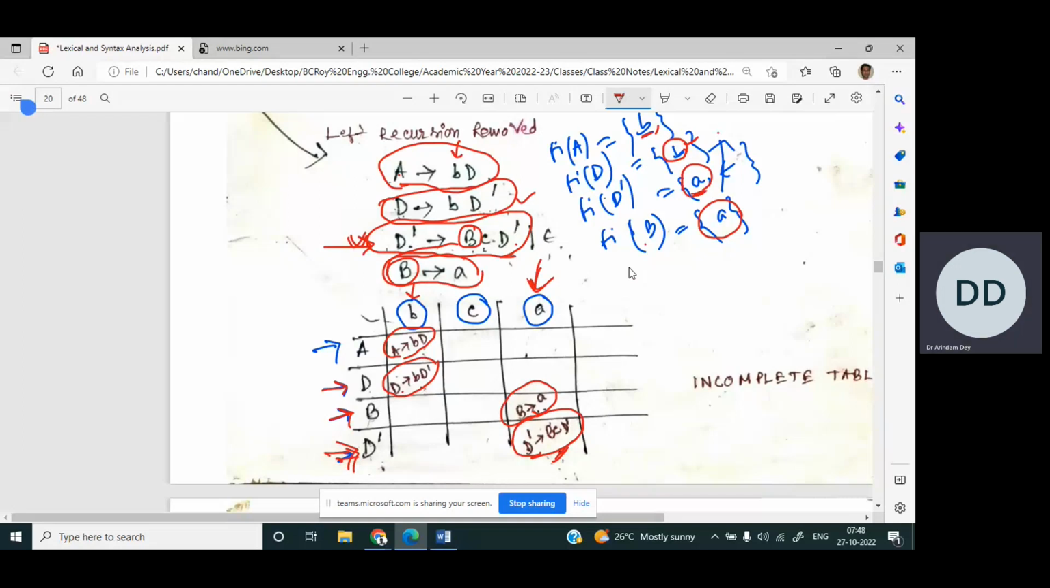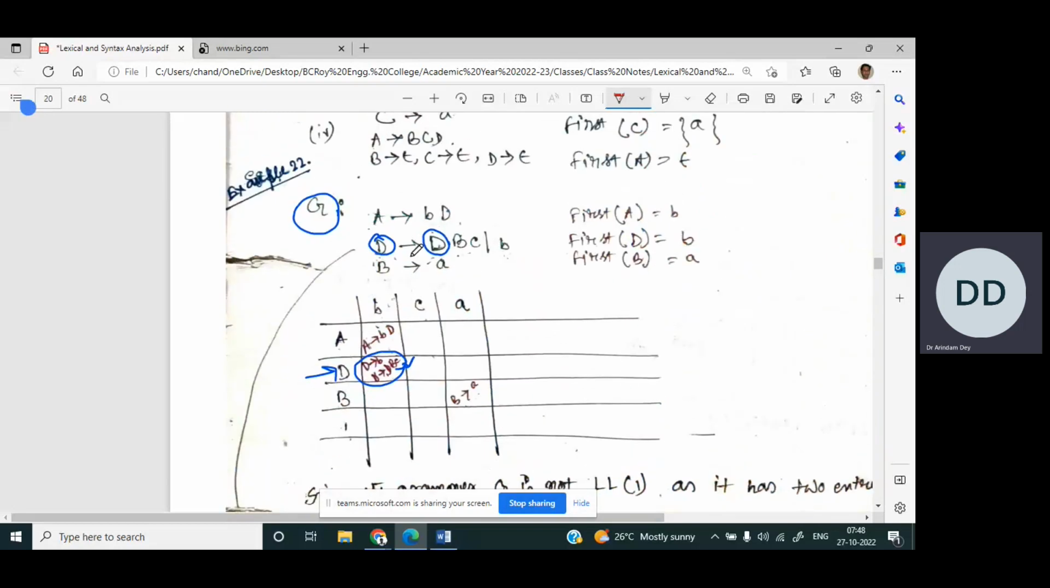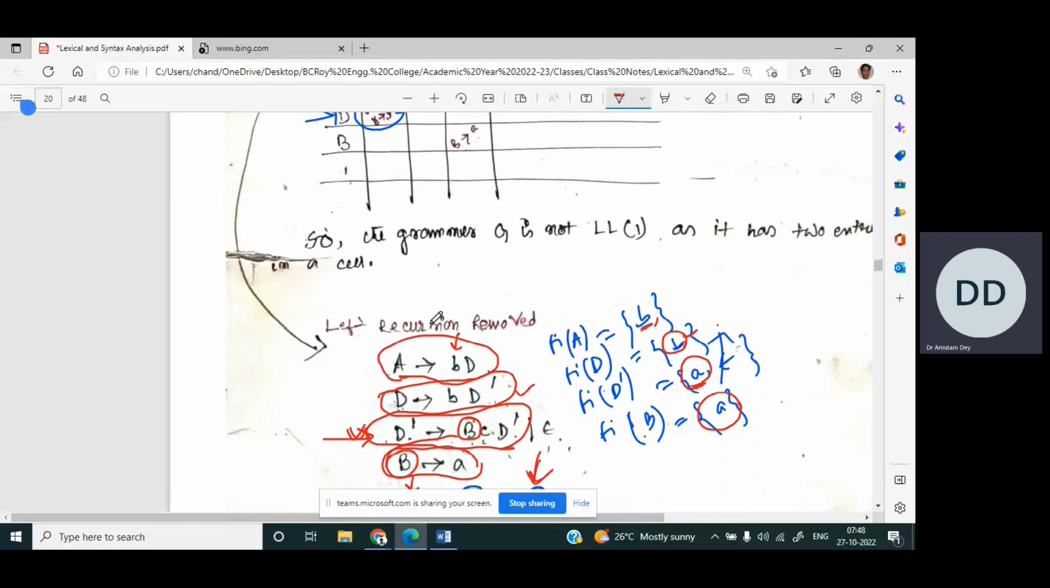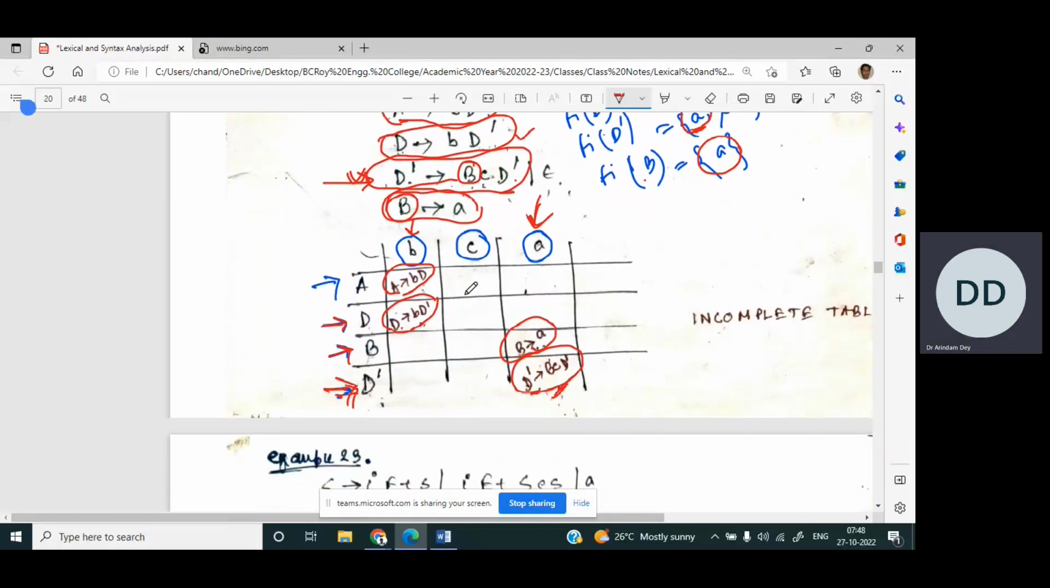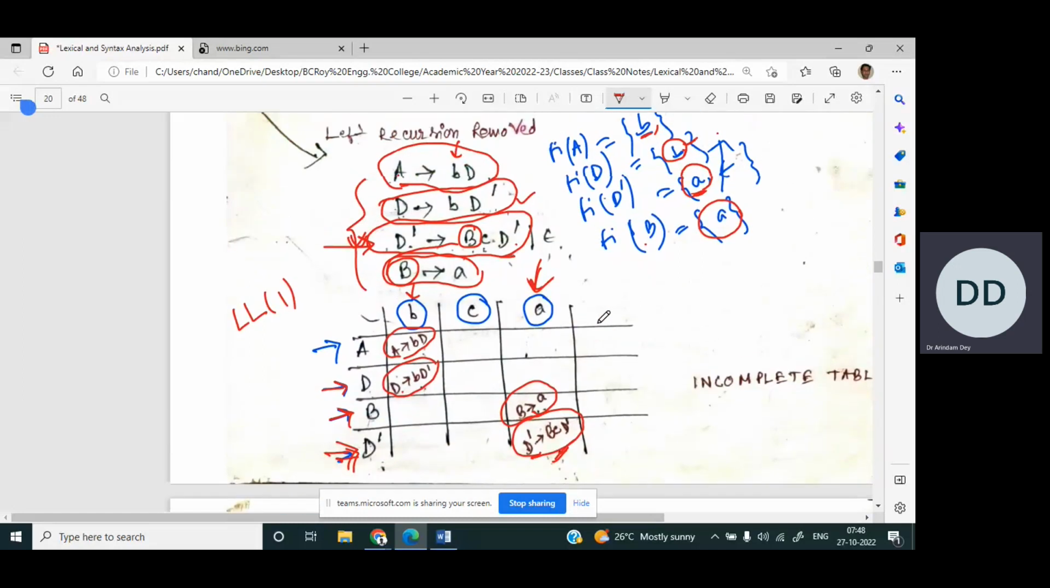Correct. The same grammar I had taken here initially had a left recursion. Once we remove the left recursion, the same grammar never generates any conflict in the respective cell. So as per the table here, I can say that the grammar is LL1 now. The grammar means the modified production that I have taken. But the table is not completed yet.